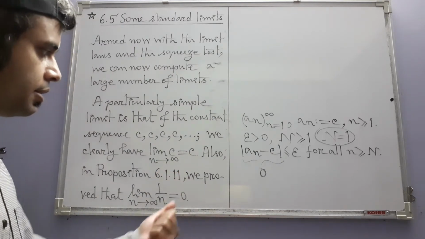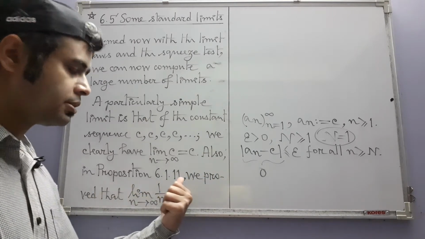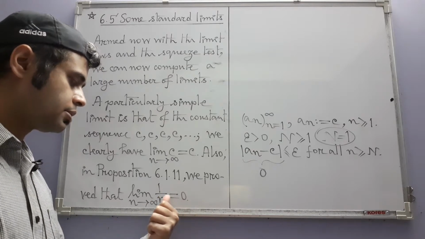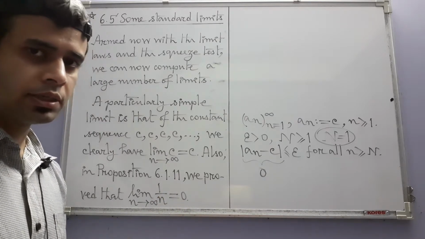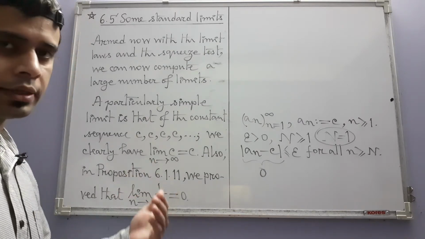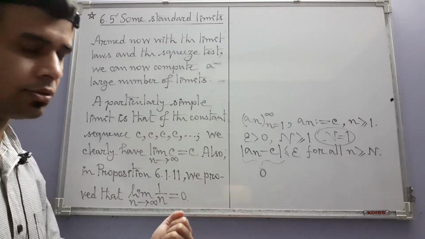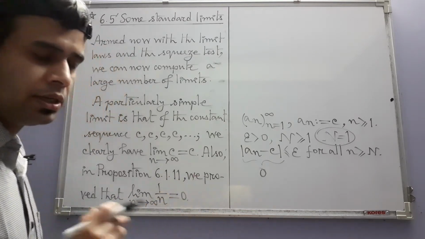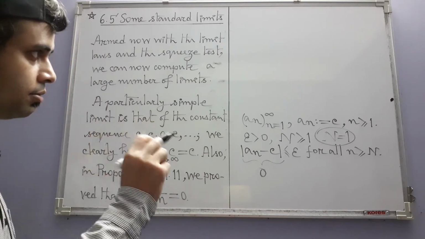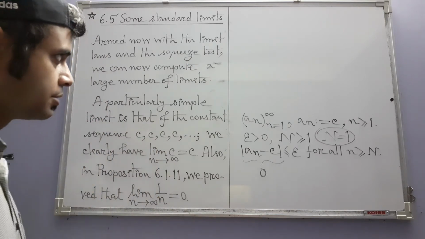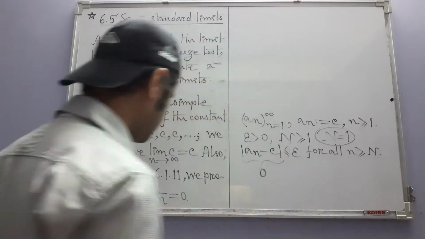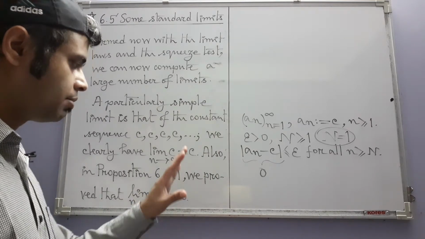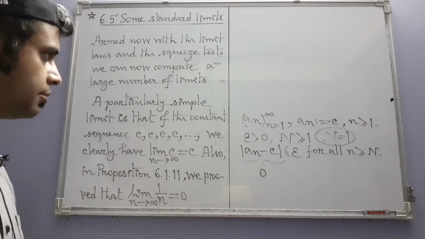And besides this, we have also seen in proposition 6.1.11 that the sequence of the reciprocals of the positive integers, which goes like this: 1, 1 over 2, 1 over 3, and so on, converges to 0. Now, this limit can and will now be immediately used to find another limit which looks like this. So that is our first result, and since in the proof of that we are going to use this limit, it will be a corollary to this proposition.